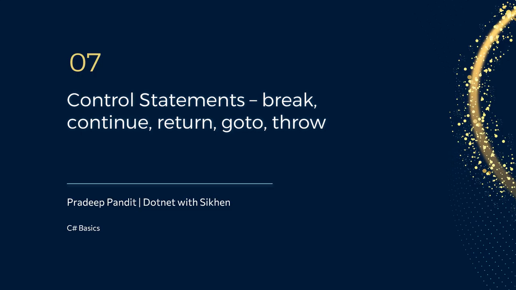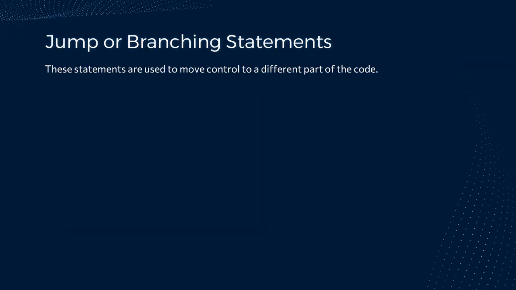Today's topic is control statements: break, continue, return, goto, and throw. Let's see one by one. These are called jump or branching statements. These statements are used to move control to a different part of the code.